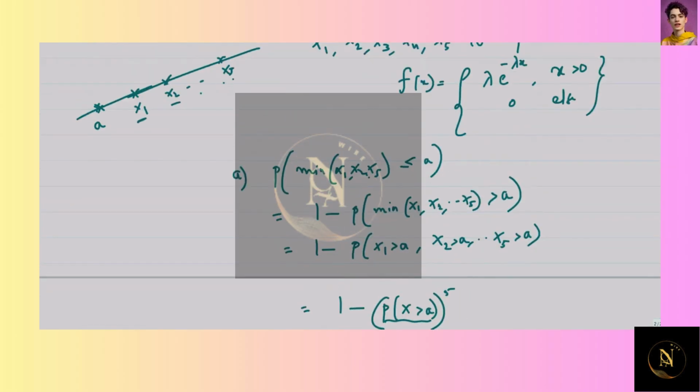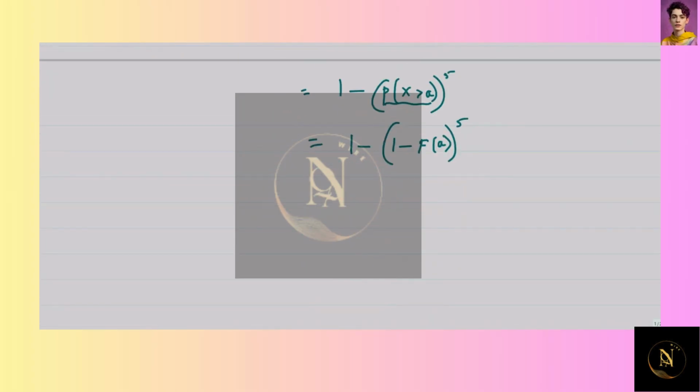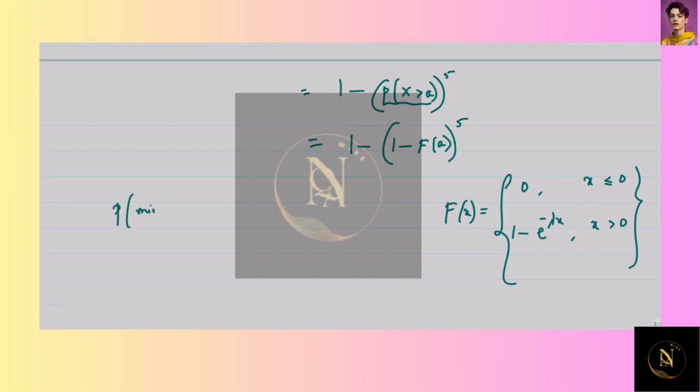Now, what is the cumulative distribution function? So this is my PDF. What is the cumulative distribution function of an exponential random variable? F of x is equal to 0 when x is less than 0, and 1 minus e power minus lambda x when x is positive. This is my cumulative distribution function. So the final answer for this is: probability that min of all the random variables is less than or equal to a is given by 1 minus of F of a.